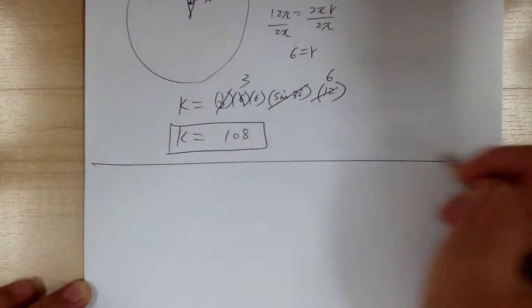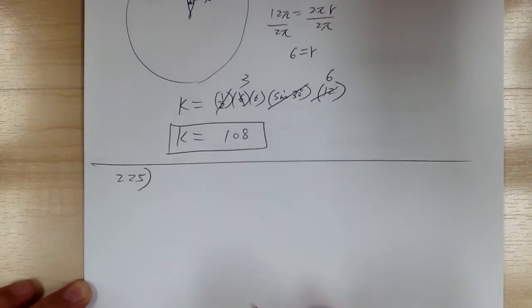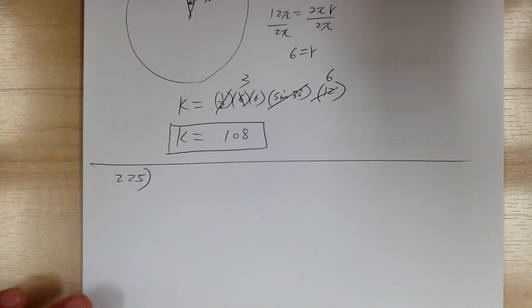Okay, let's go to 225. Find the ratio of the area of the circle inscribed in a regular hexagon to the area of the circle circumscribed about the same hexagon.